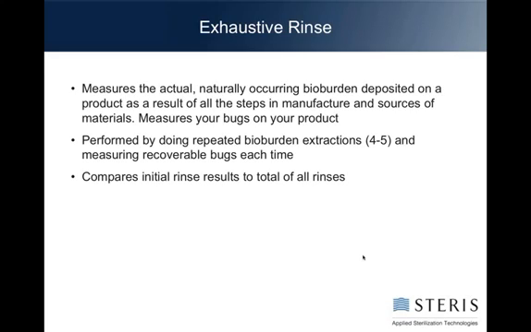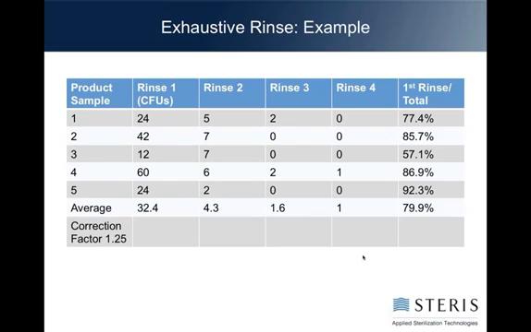Exhaustive rinse measures your actual product's bioburden extracted through multiple rinsing, shaking, vortexing, whatever steps are needed to agitate it to make the bioburden come off the product and go into the media. So you're measuring the actual organisms or bugs on your product and quantifying them. It's done through a series of repeated extractions, usually 4 or 5, measuring the amount of recoverable bugs each time. It compares the initial rinse to the total of all the rinses put together.